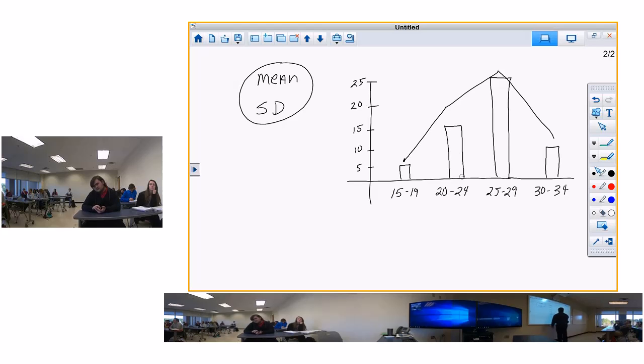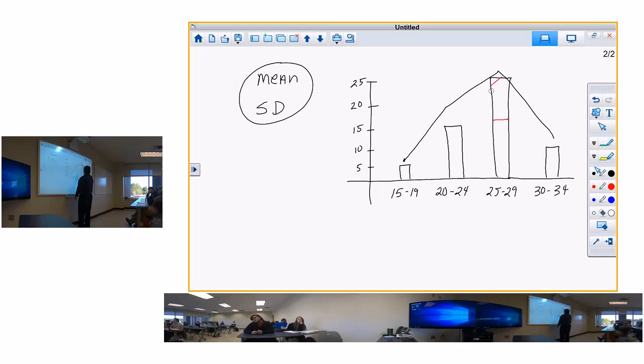Let's see if I do this right. Let's take this piece, cut it off, and put it right here. I think I did this right. Okay, everybody with me? There's supposed to be one more piece. I always screw it up. All right, so that's that. And let me put another piece right here because I always screw it up.